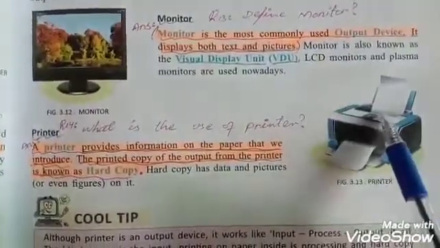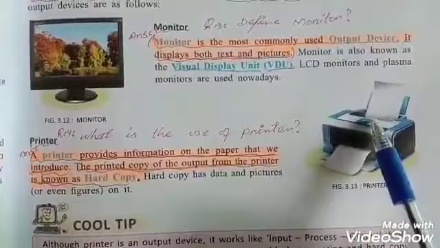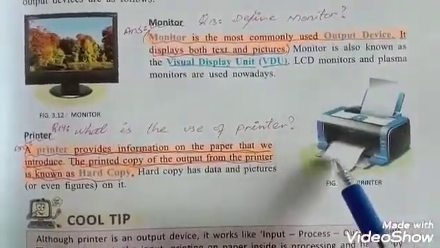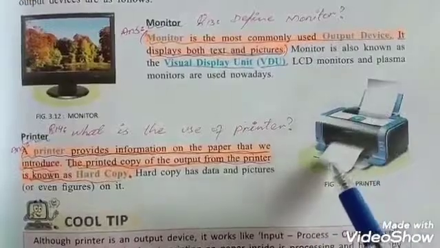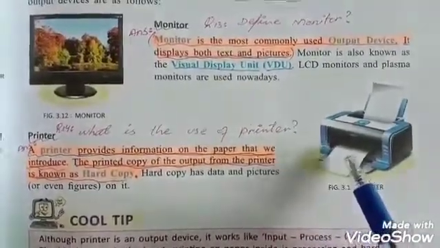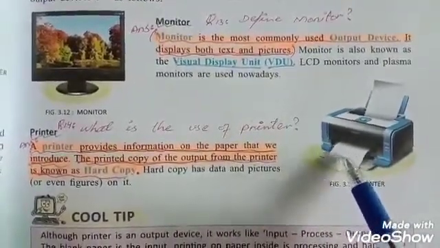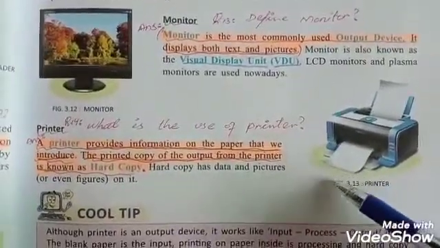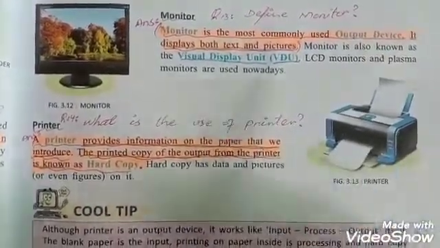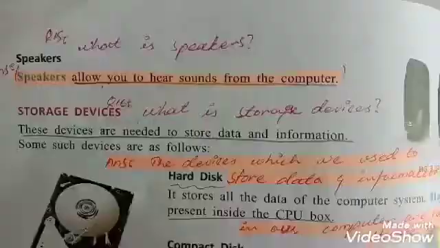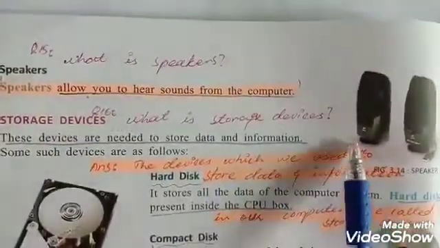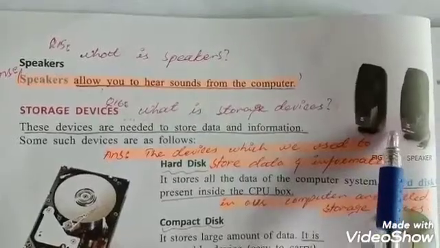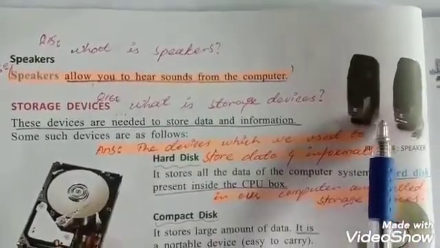Next one is printer. Printer provides information on the paper. When we print a paper, it is known as hard copy, and the copy displayed on the computer screen is known as soft copy, and the copy present in the form of paper is known as hard copy. Next is speaker. Speaker is a type of output device. It is used to hear sounds from the computer.